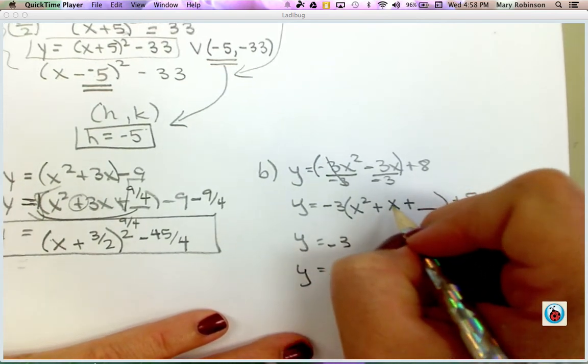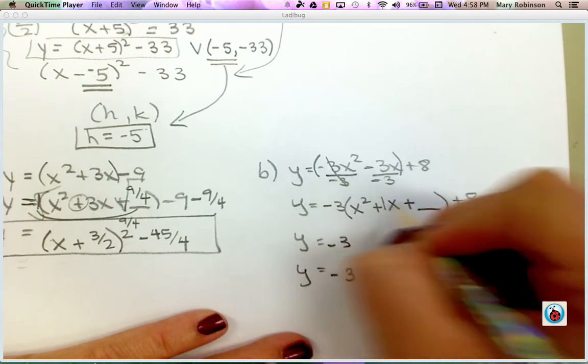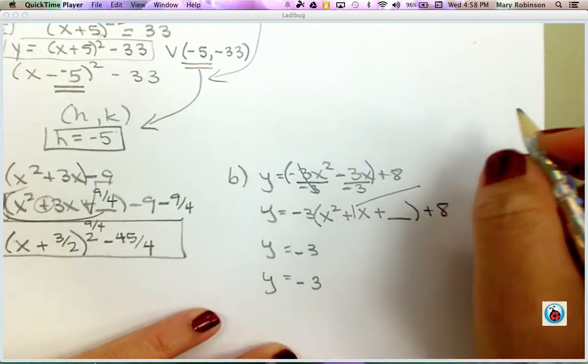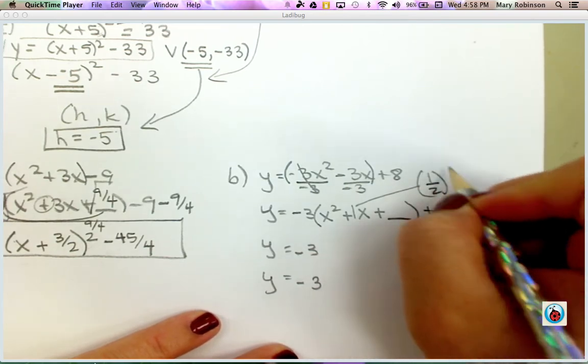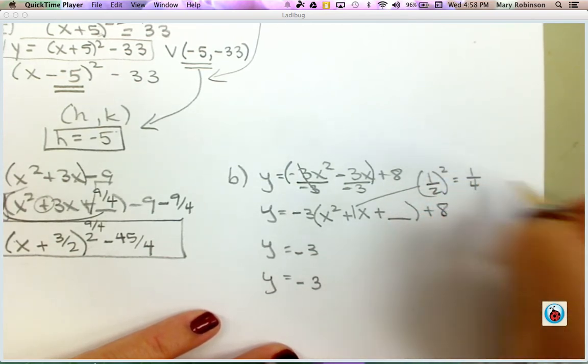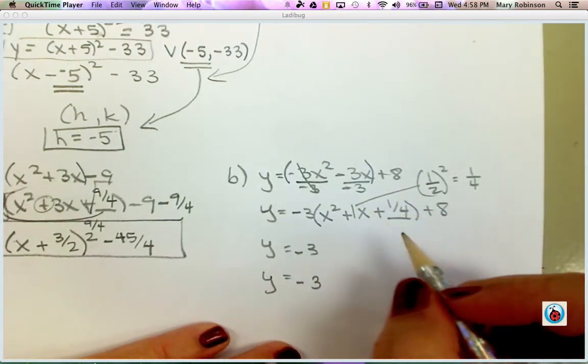Now, our a value is 1, our b value here is an understood 1. Be careful. Common mistake, students just plug in 1. We have to take half of 1 and square it. When we do that, we get 1/4. This should remind you of the problems that we did on the quiz.